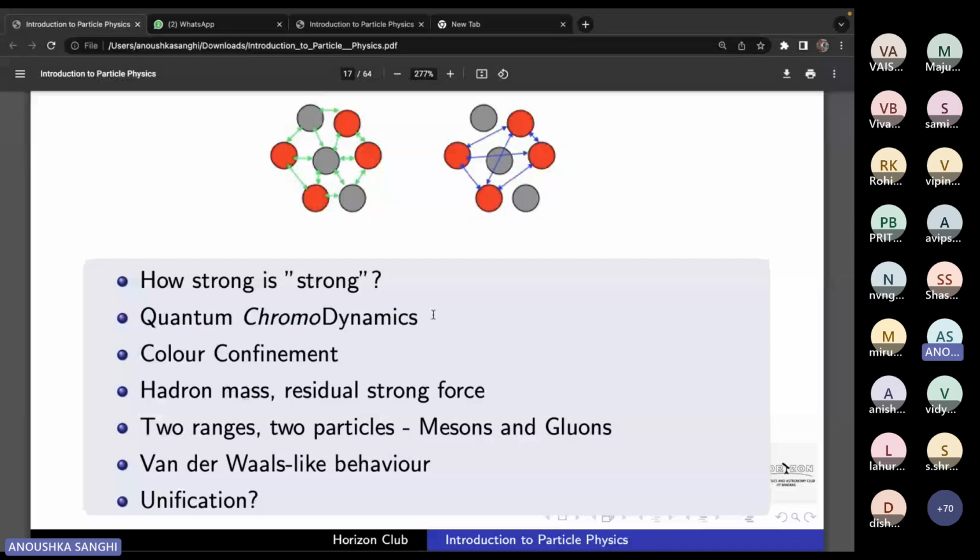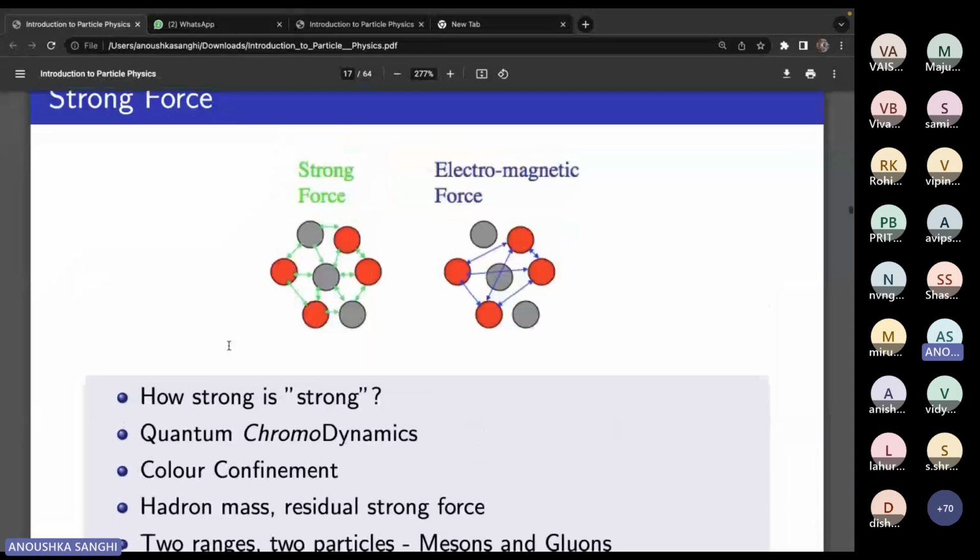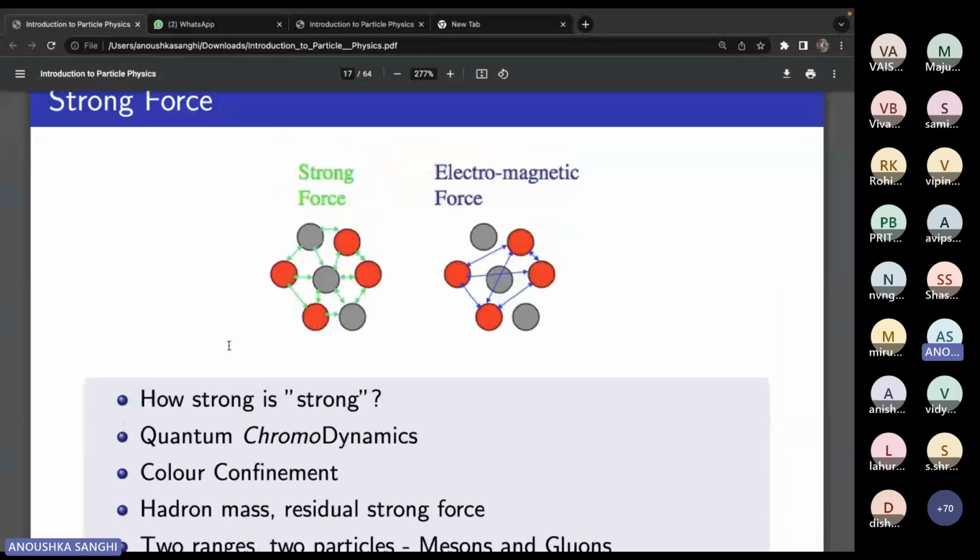So Vanderbilt's behaviors, which means that, of course, we know that nuclear forces are short range forces, unlike gravity or electromagnetic, like other forces, which are infinite range or long range forces. So yeah, nuclear forces are short range forces. If protons come that much closer, then it comes into play, right?